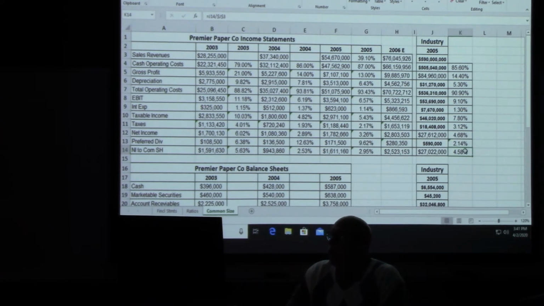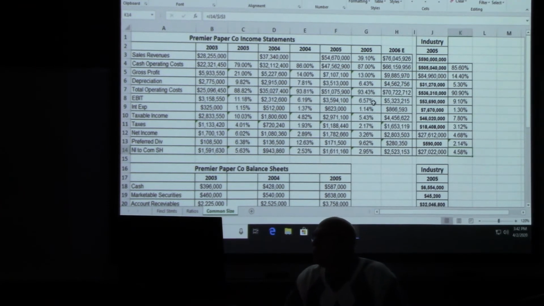All right, so you can see the industry is paying out far less in preferred dividends. Probably several of these companies don't have preferred stocks. All right, so again, our cash operating costs are lower for the industry. Our gross profit is higher. Our depreciation is lower for the industry. Total operating costs lower for the industry. EBIT margin higher for the industry.